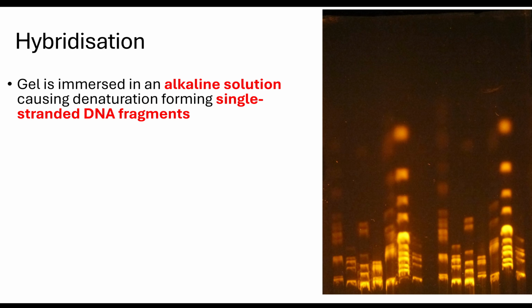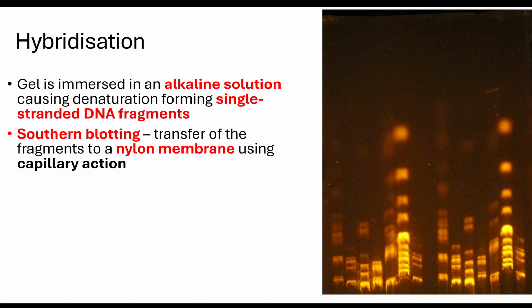So the first thing we do is we take our gel and we need to immerse it in an alkaline solution. Now this is going to cause denaturation, and that will therefore break those hydrogen bonds between our double-stranded DNA, and it will leave us with single-stranded DNA fragments. We will then do a process called Southern blotting.